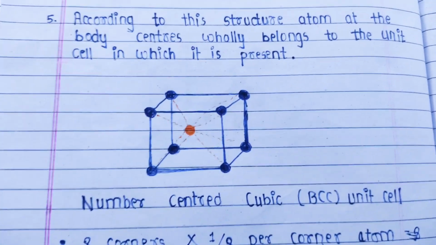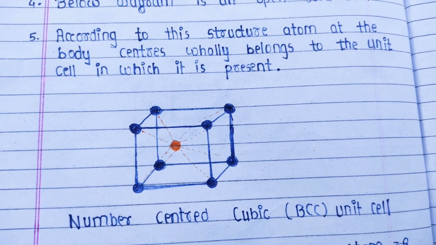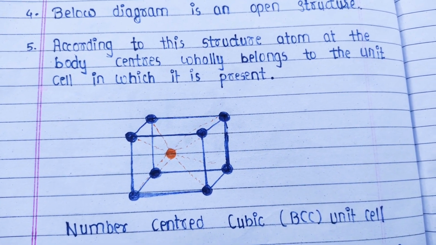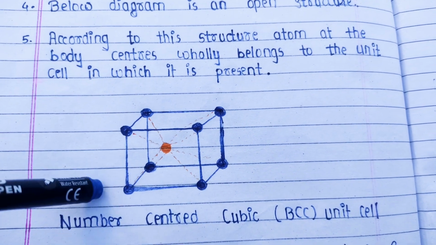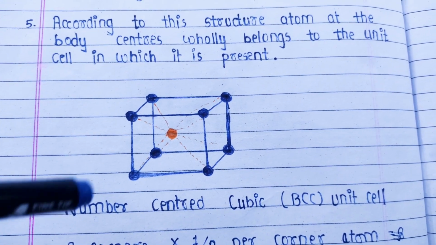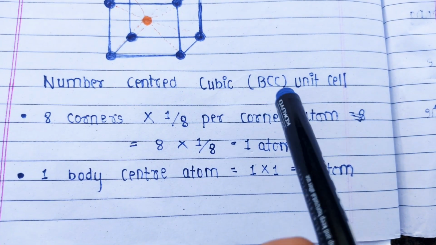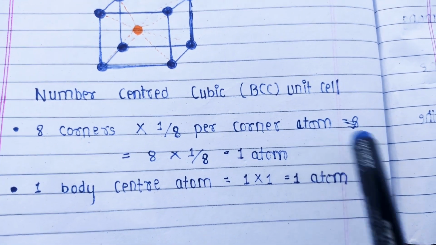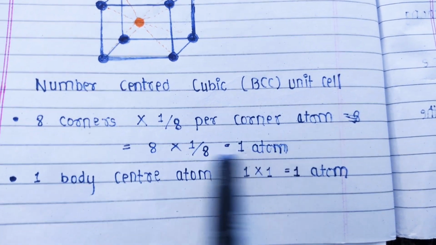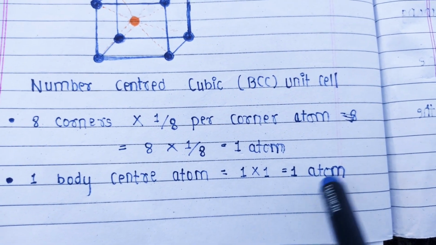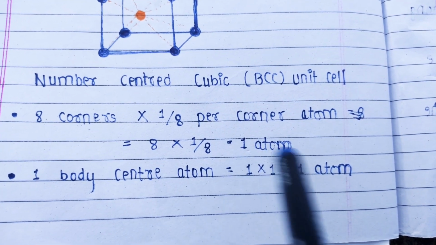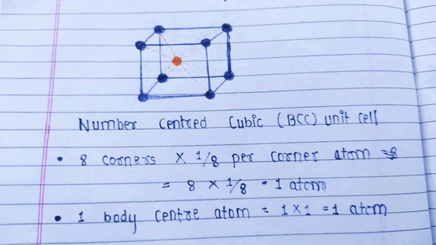As you can see in this structure, the diagram shown is an open structure. According to this structure, the atom at the body center wholly belongs to the unit cell in which it is present. Therefore, the total number of atoms present per unit cell equals 2. In the body centered cubic unit cell, 8 corners multiplied by 1/8 per corner atom equals 1 atom. One body center atom equals 1 atom. It means total 2 atoms. Therefore, the total number of atoms present per unit cell equals 2 atoms.